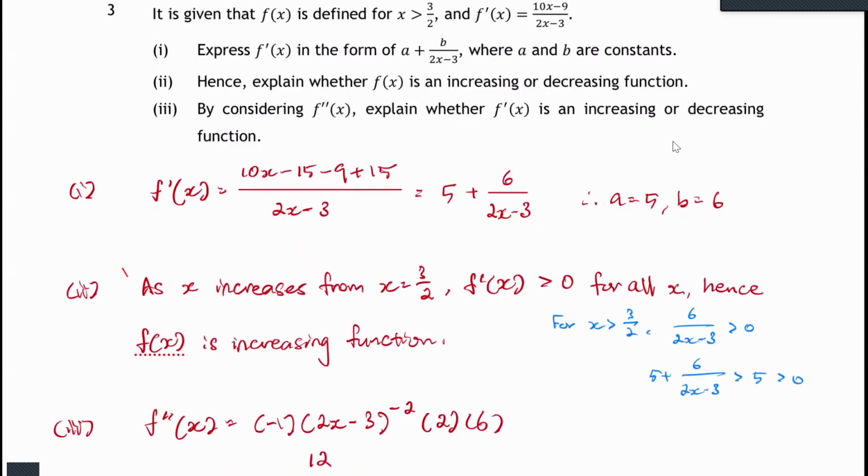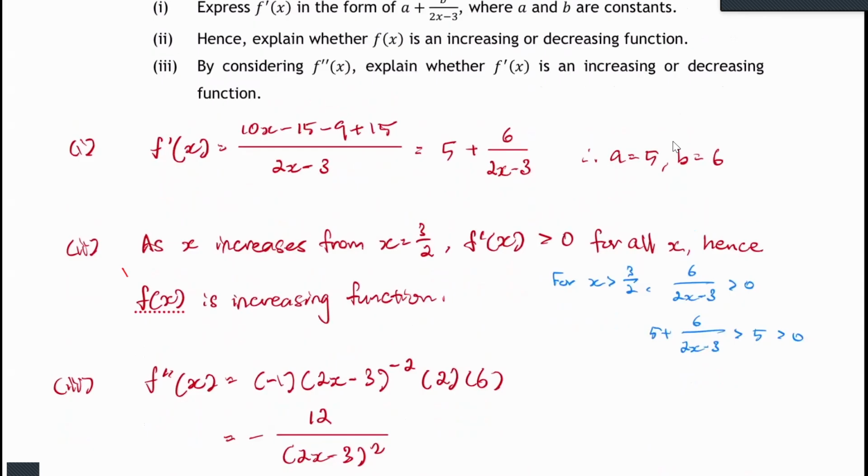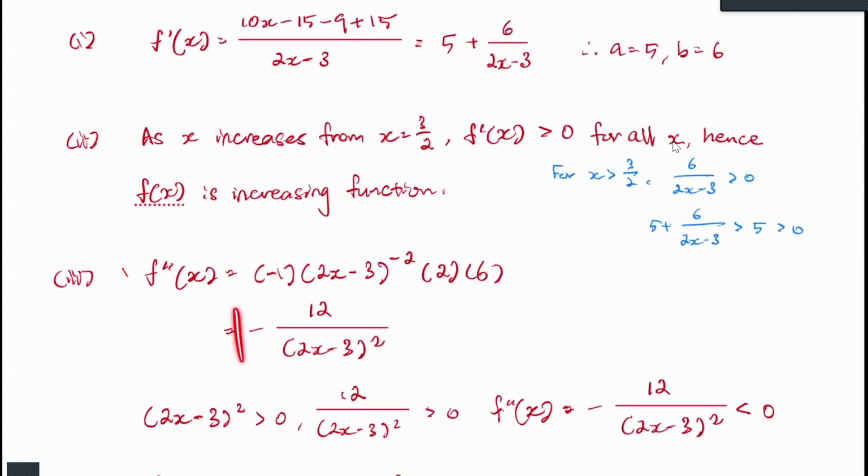Do the same thing for f prime prime x. We differentiate f prime x again. Then we start with this expression. Maybe it's more useful to write it in exponential form. So we have 5 plus 6, 2x minus 3 to the power minus 1. Differentiate this, and we'll have this expression.